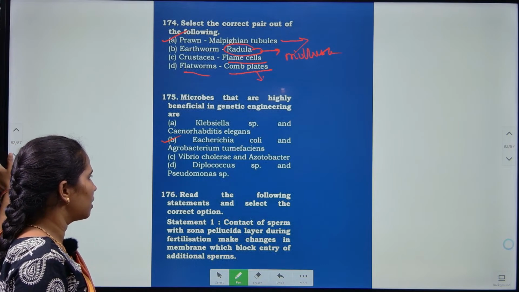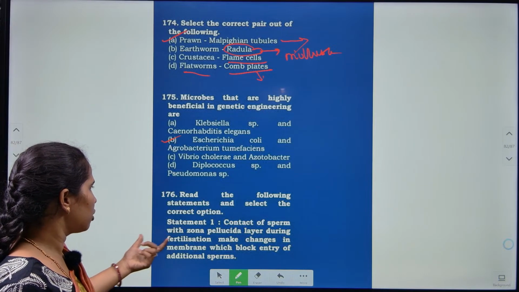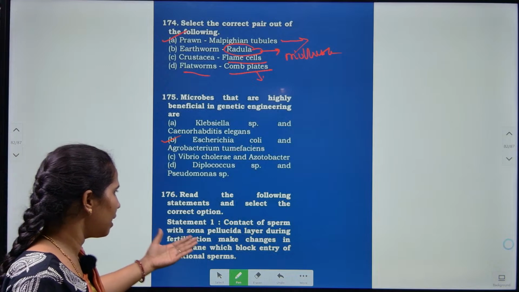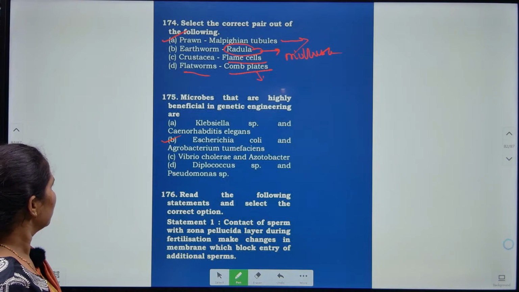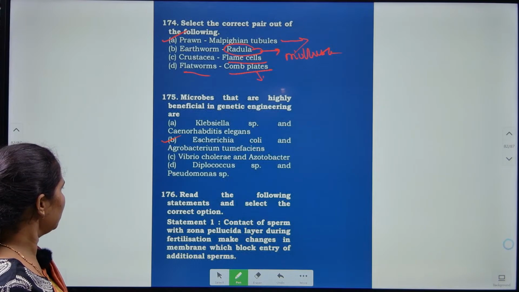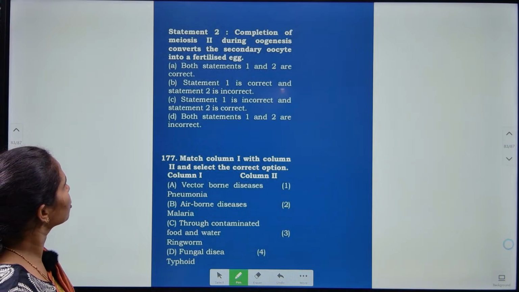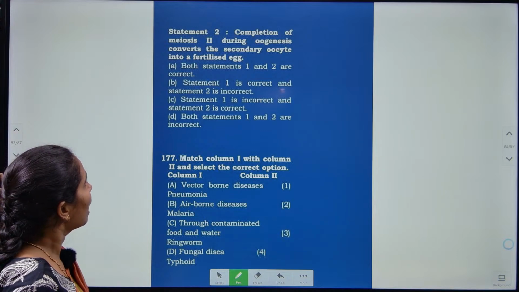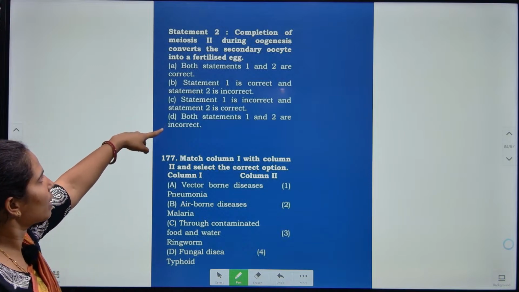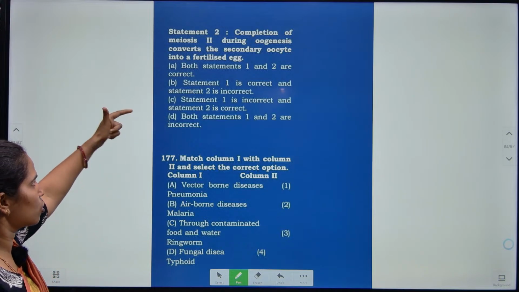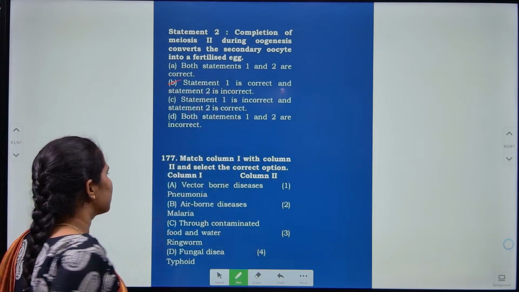Next, read the following statement and select the correct option. Contact of sperm with zona pellucida layer during fertilization makes change in the membrane which blocks the entry of additional sperms here. So first one, and the second statement is completion of meiosis 2 during oogenesis converts the secondary oocyte into a fertilized egg. It is not going to convert into fertilized egg here. So statement 1 is correct, but statement 2 is not so, okay. So option B is the right answer.